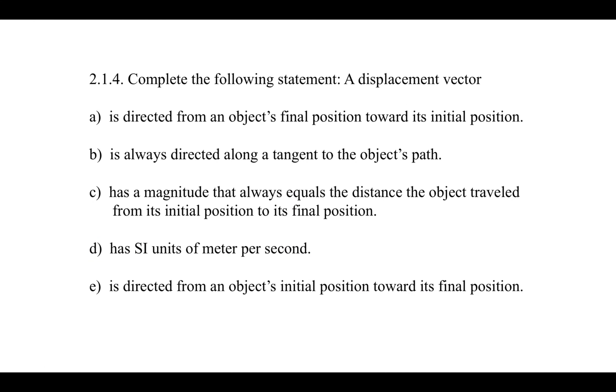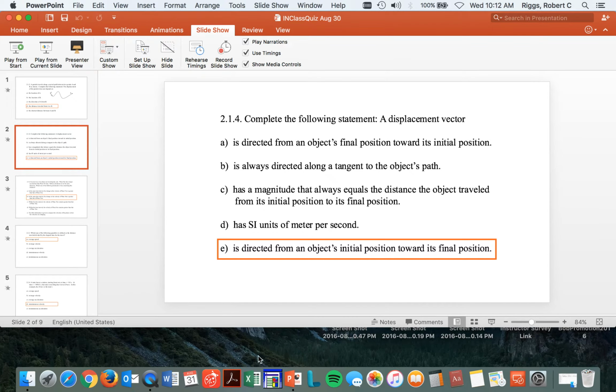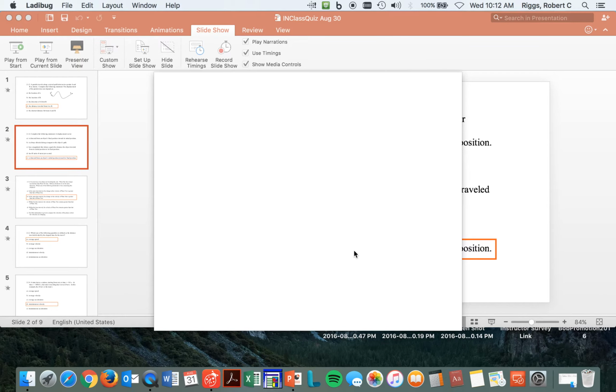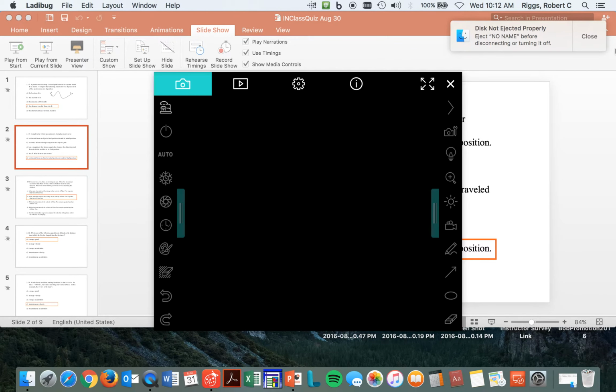Now here, a displacement vector is from an object's final position towards its initial? No, it's the other way around. It's always directed along a tangent to the object's path. Some of you wondered about the tangent to the object's path. I kind of showed you that. Real quick, I want to go through that fast. It's a little bit of a calculus lesson, but even if you haven't had calculus, I think you'll be okay with it.